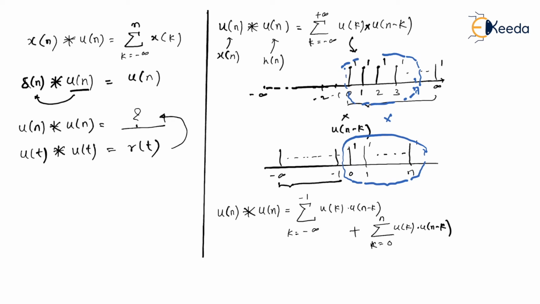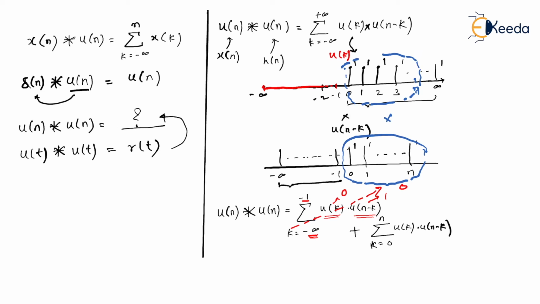Now, if you see this range, that is k equal to minus infinity to -1, just observe your u of k signal. From minus infinity to -1, can I say this signal is always 0? Of course, yes. What is the status of u of n minus k? Within the interval where k ranges from minus infinity to minus 1, it is always 1. But then 0 into 1 will result in 0. In effect, this whole summation will become 0.